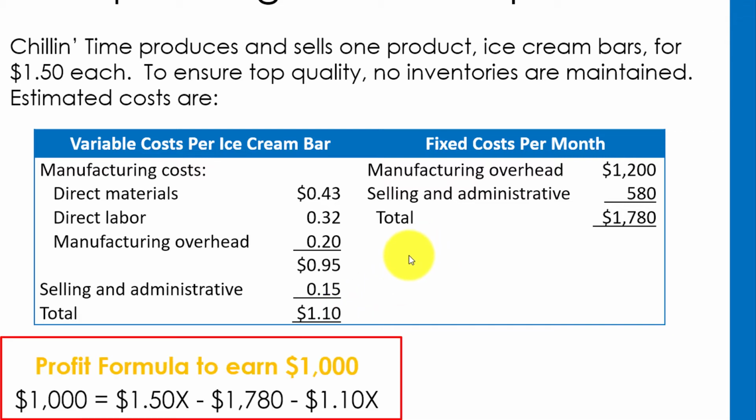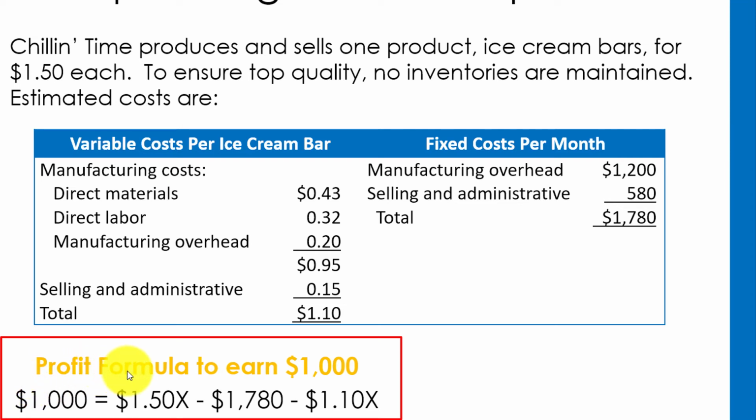Here's the profit formula to earn $1,000. So what they're doing is they're saying profit, our target is 1,000. If this were a break-even analysis, I would put in 0. But they say, okay, what do I need to do to earn $1,000? That means I plug in 1,000 there.